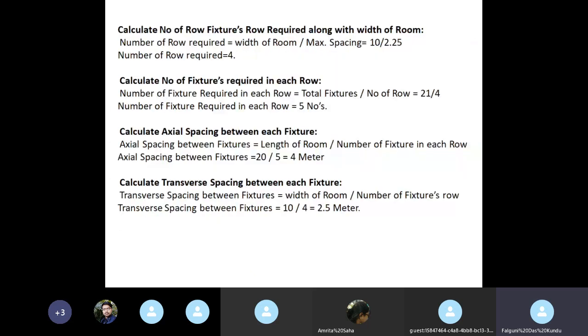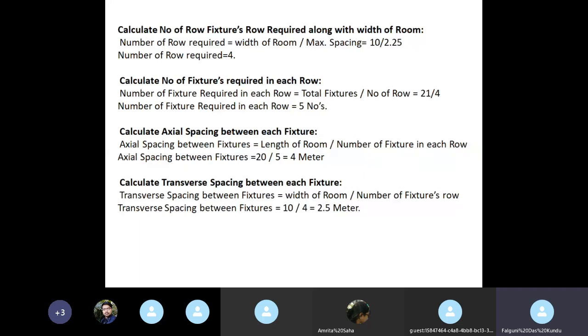Now we have to calculate the number of rows of fixtures required along the width of the room. The number of rows required is the width of the room divided by the maximum spacing. The width of the room is 10 and the maximum spacing is 2.5, so the number of rows required is 4. Now calculate the number of fixtures required in each row. It is the ratio of total fixtures to the number of rows, that is 21 divided by 4, so the number of fixtures required in each row is 5.